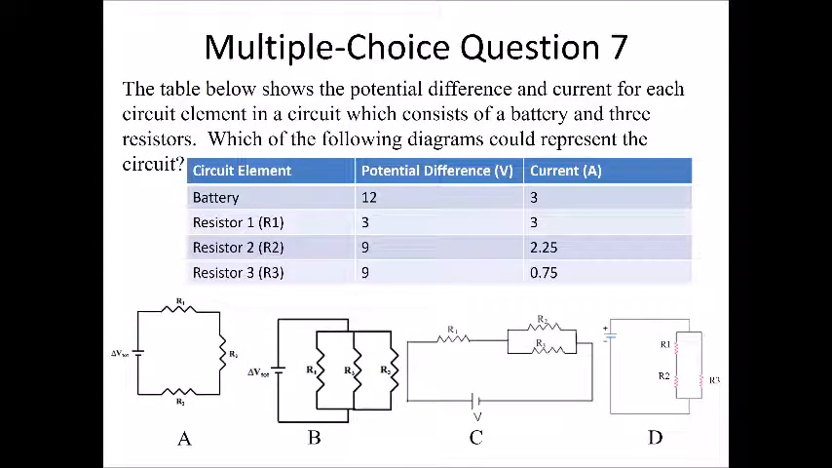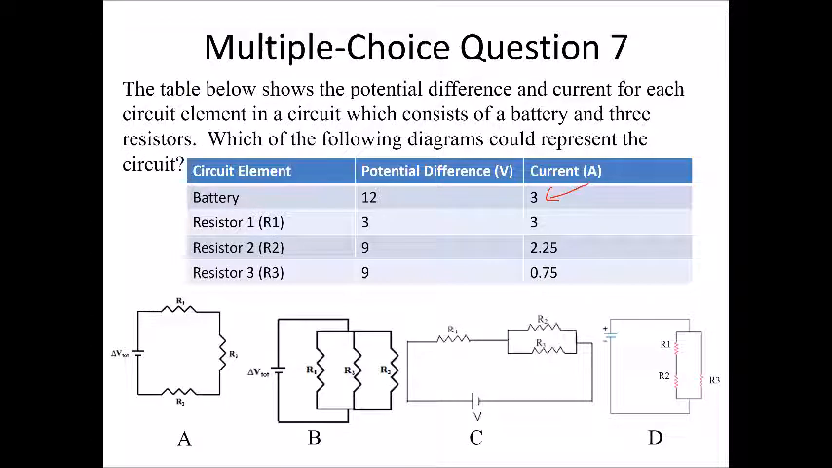All right, number 7 looks almost just like number 6. The stem of the question is the same, but notice our table is very different, the values in our table. This time we have a total current coming out of the battery of 3 amps. 3 amps also go through the first resistor. But then through resistors 2 and 3, that current splits. If we look at the voltages, the voltage drop across resistor 1 is 3 volts, but resistor 2 and 3 have an identical voltage drop.